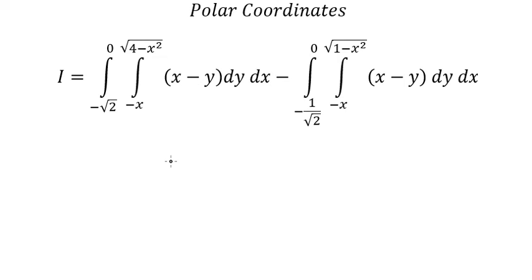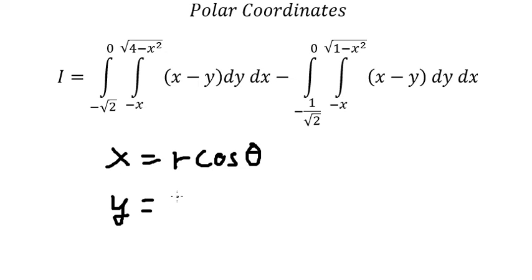Hello everybody, today I will show you how to answer this one. We can use polar coordinates. So we need to change x equals r cosine theta, y equals r sine theta. And now we need to consider the bounds in here.